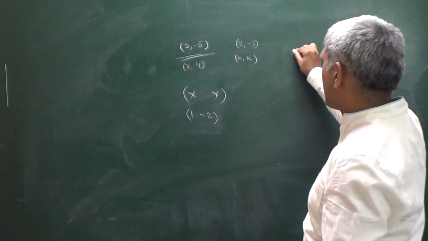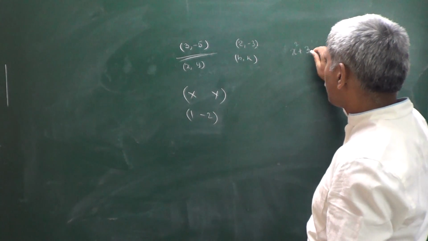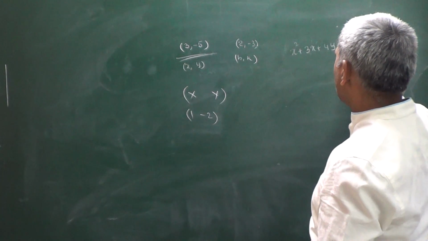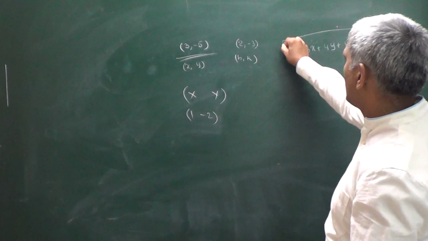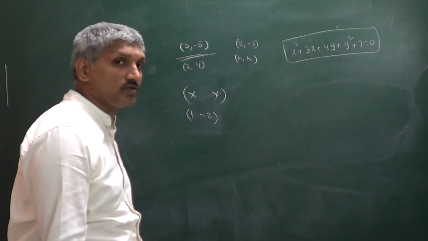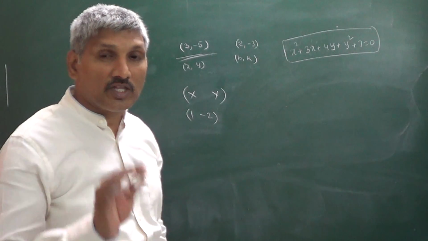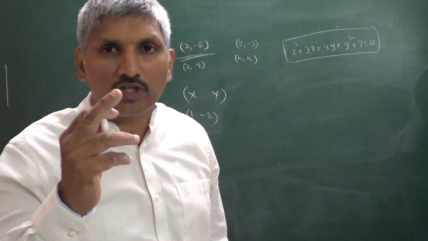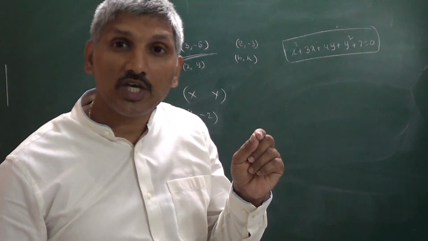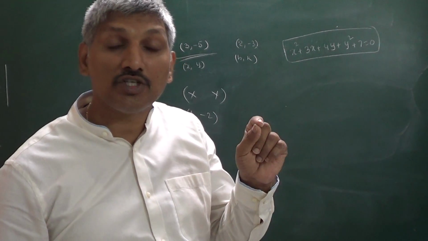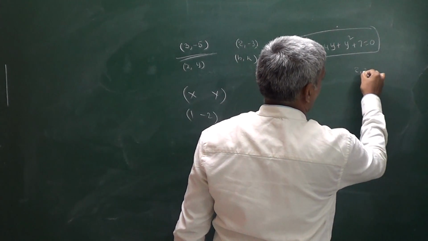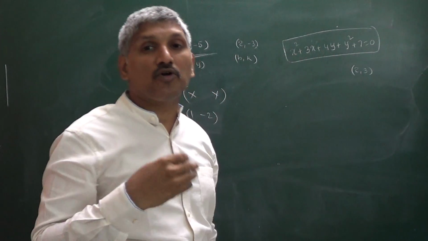Suppose they have given the equation like this: x square plus 3x plus 4y plus y square plus 7 is equal to 0. This is the equation. When the origin is shifted to a point 2 comma 3, what is the new equation? Origin is shifted to a point 2 comma 3. What about its new equation?